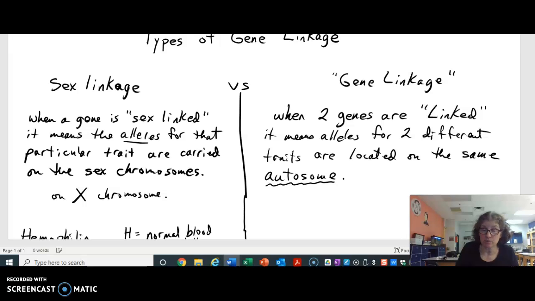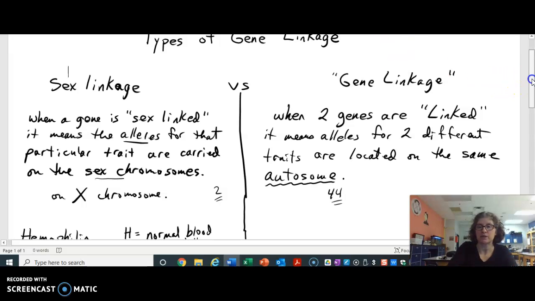Okay, and an autosome, remember there's only two sex chromosomes. There's only two of those. The X and the Y, or the X and the X. Those are the two sex chromosomes. The other 44 chromosomes are called autosomes, all those other chromosomes that make up the rest of the 46 chromosomes that is our diploid number in human cells. So here's a diagram to explain what that looks like.